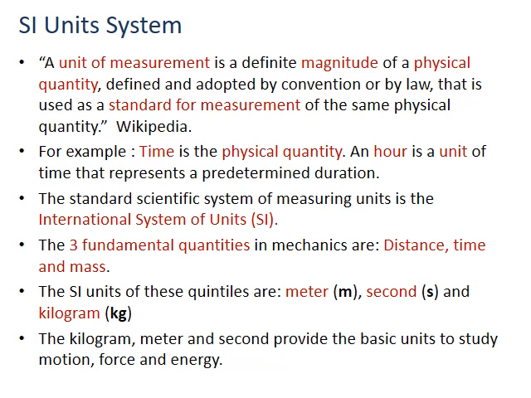If you Google the unit of measurement, the first link you're gonna get is from Expedia, and you would see the unit of measurement is defined as a magnitude of a physical quantity, defined and adopted by convention or by law, that is used as a standard for measurement of the same physical quantity. So what does that mean? It means that whenever we measure a physical quantity, in life we have what we call physical quantities, which is stuff that we can measure.